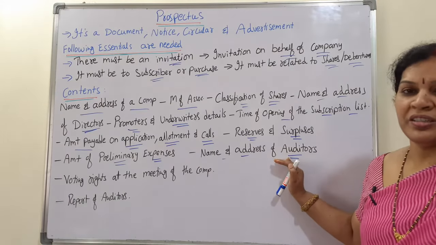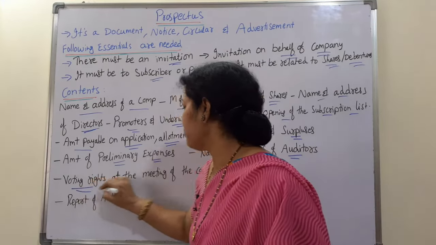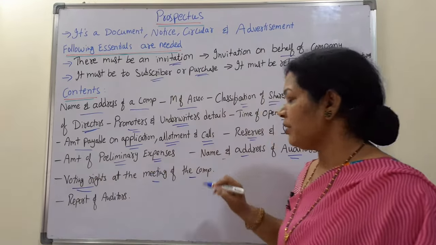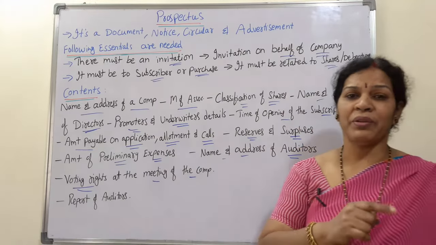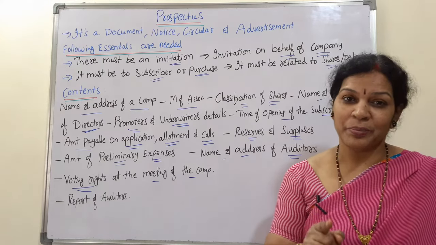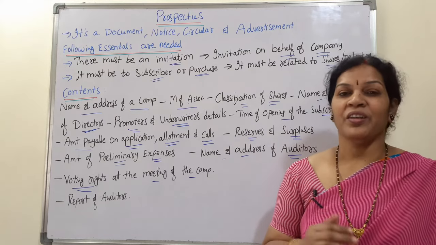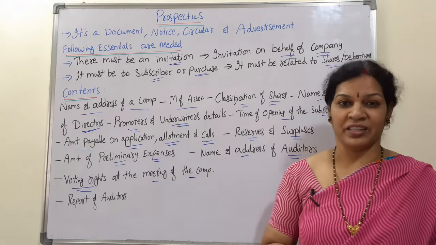So the auditors' name and address will be there, and also voting rights. Voting rights at the meeting of the company. Voting rights means every shareholder will have a right. Every shareholder is called the company owner itself. So all these people, the shareholders, can elect the company directors.